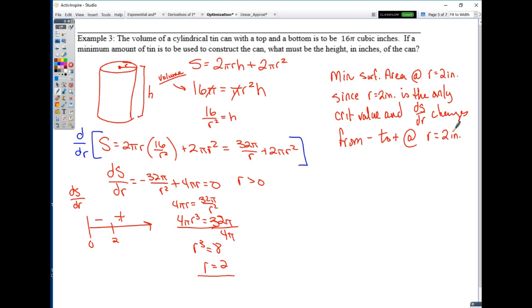Have I answered the question? That would have been bad. It wasn't, but it could have been. What's the height? To the non-OG equation.